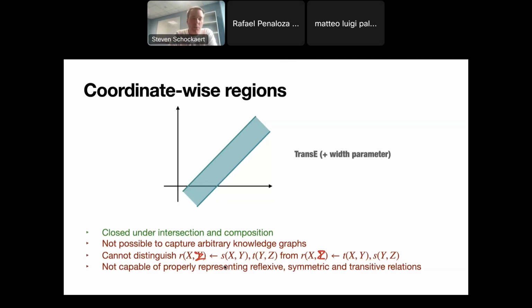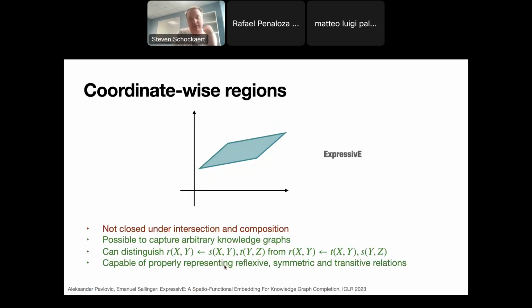And then there are well-known constraints when it comes to modeling reflexive, symmetric, and transitive relations. There are all these dependencies that you don't really want, right? So any symmetric relation that is captured by trans-E will always be reflexive, which we don't want, right? And yeah. So what else can we do?